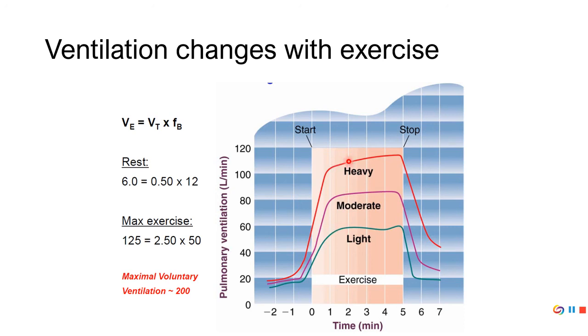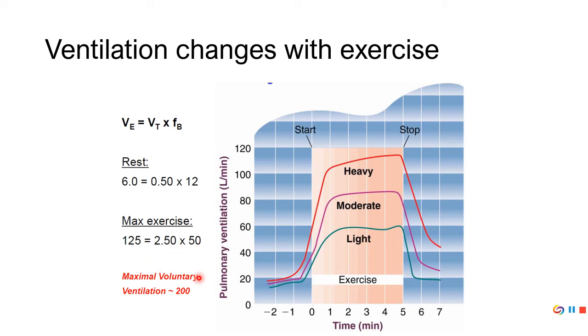Okay, and all this is minute ventilation equals tidal volume times frequency. So at rest, 0.5 liters per breath times 12 breaths per minute gives us 6 liters a minute. Remember, this is air, this isn't oxygen. At max exercise, we might be at 2.5 liters of air per breath times 50 breaths per minute, 125 liters.